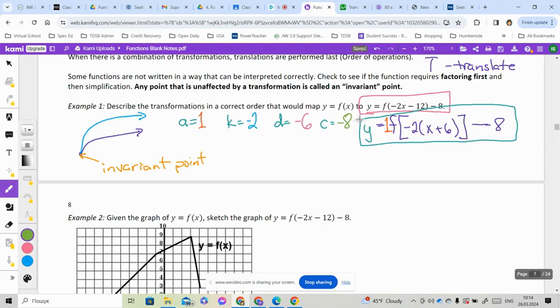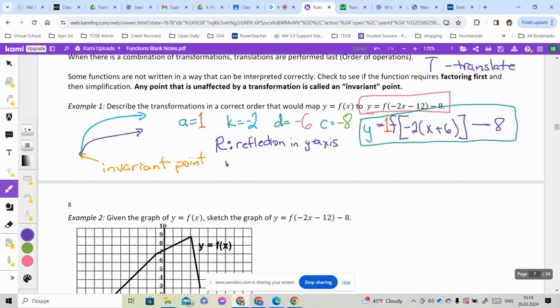Now we describe the order of transformations. We do that by first stating the reflections. So there is one reflection. We said it's going to be a flip in the y-axis. So we say reflection in the y-axis, or across the y-axis, or around the y-axis.